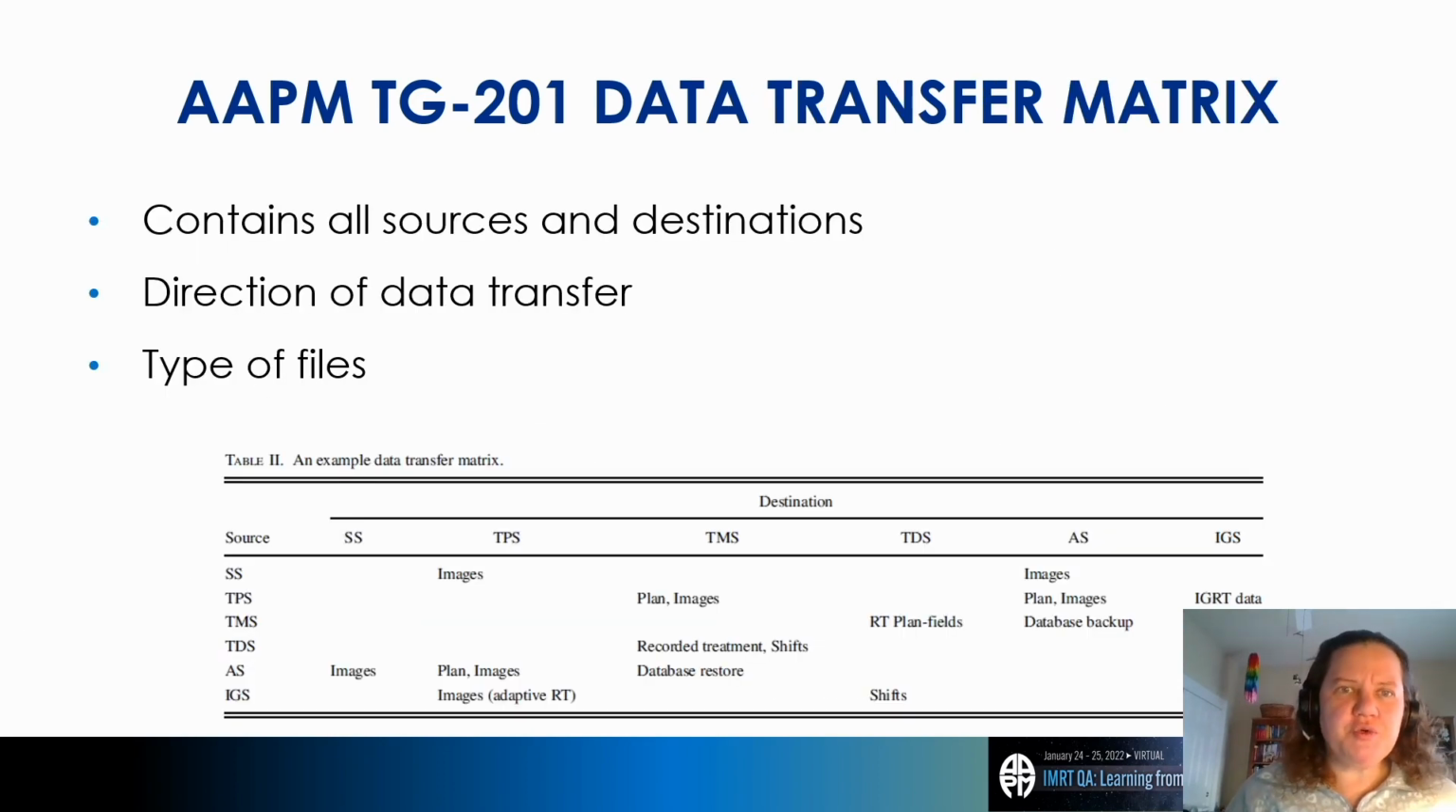So what TG201 recommends is that the very first thing you do is create a data transfer matrix with the source of data up here in the columns and the destination up here. And that gives you also the direction of data transfer. And then in the matrix itself, you can list the types of files that get transferred between the various components. For example, here the treatment planning system to the treatment management system that receives the plan and images.